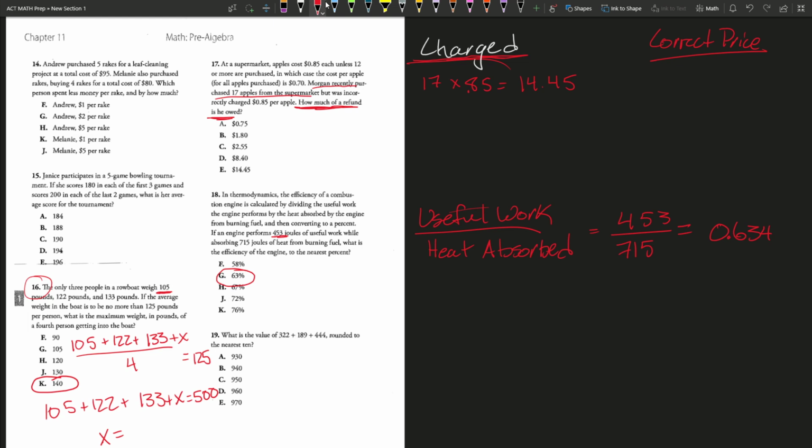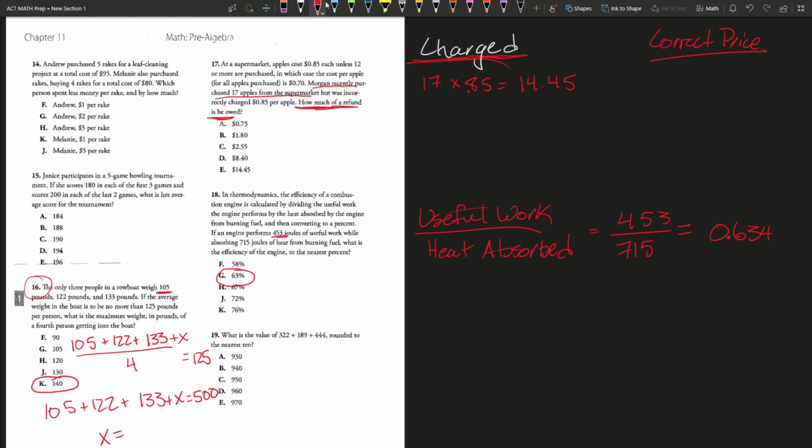Okay, so let's break this down real quick again. At a supermarket, you have 85 cents per apple, provided you get somewhere between 1 and 12 apples. If you get over that, it's automatically going to be 70 cents an apple. Once you go over 12 apples, it's 70 cents. If you get 13 apples, your overall price is 70 cents times 13. Morgan purchased 17 apples. Therefore, it's going to be 70 cents per apple.